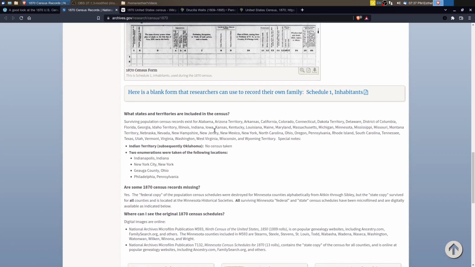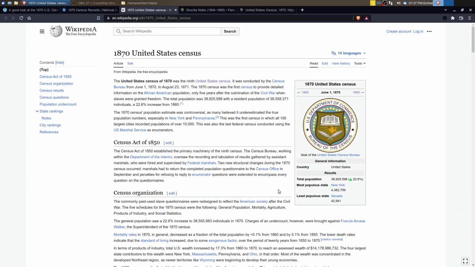So now let's go and look at the statistics for the 1870 census. One of the reasons there were 2 enumerations for some of the areas in the country was because the overall population growth for this census showed only a 22% increase. Now, if you compare that with the previous censuses, the U.S. was seeing about a 30 to 35% population increase every 10 years.